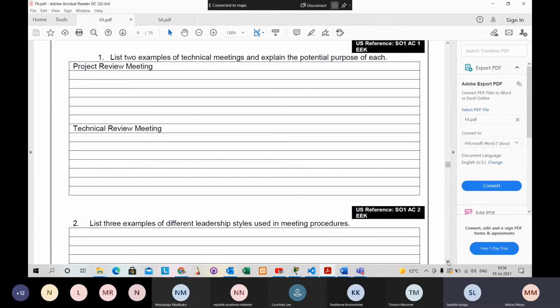Are we meeting the deadline? Is there any change? The budget? Do we need to revisit the budget and stuff like that? So that's the main use of the project review meeting. What about the technical review meeting?